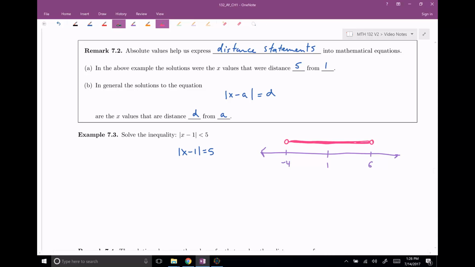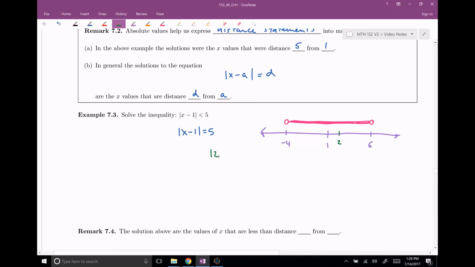So let's go ahead and verify this. I'm going to choose maybe the value 2. The claim is 2 should be a solution to this inequality. Let's check. So the absolute value of 2 minus 1 is less than 5. Is that true? Well, 2 minus 1 is going to be 1. Take the absolute value, that's going to be 1. Is 1 less than 5? Yes, absolutely. This is true. So 2 works out.